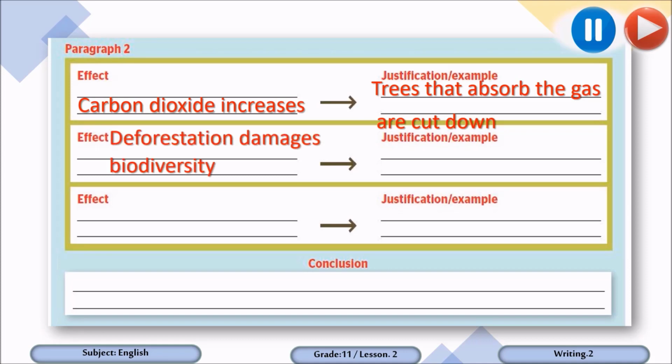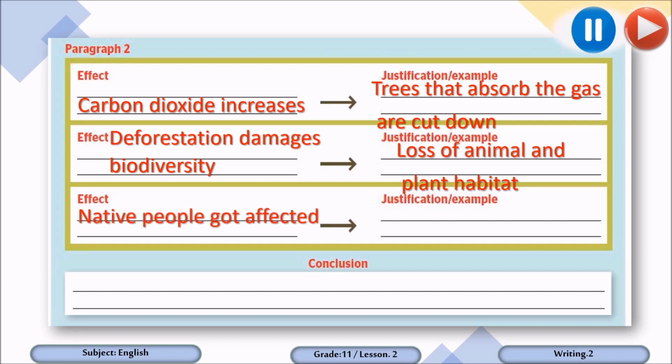The second effect is deforestation damages biodiversity, and this leads to loss of animal and plant habitat. The third effect, native people got affected as there is a loss of their way of life.